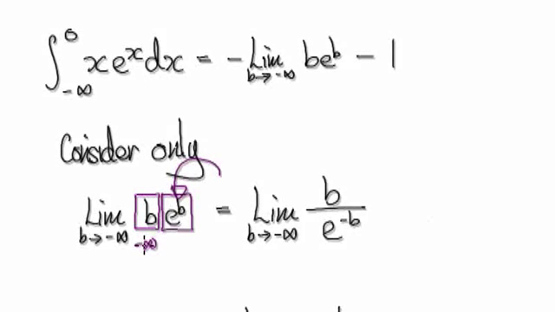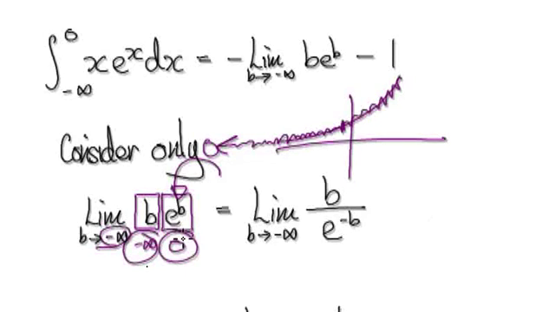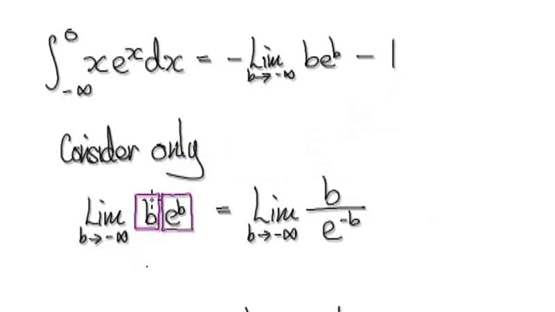Now look at this one here. E to the power of x looks like this. And then as B heads towards negative infinity, you're heading towards 0. So this thing here is 0. So you've got infinity times 0. That's an indeterminate form. So you can use L'Hopital's rule.